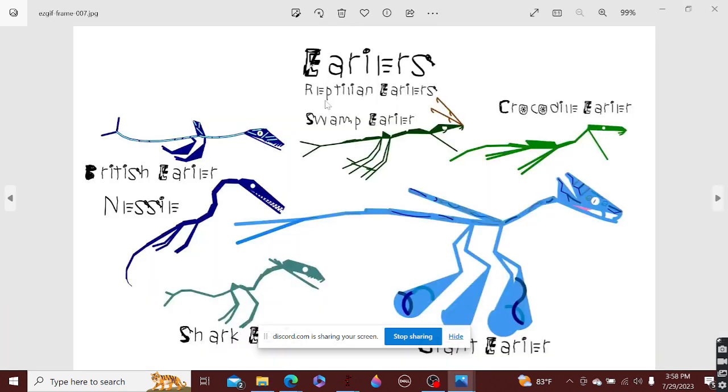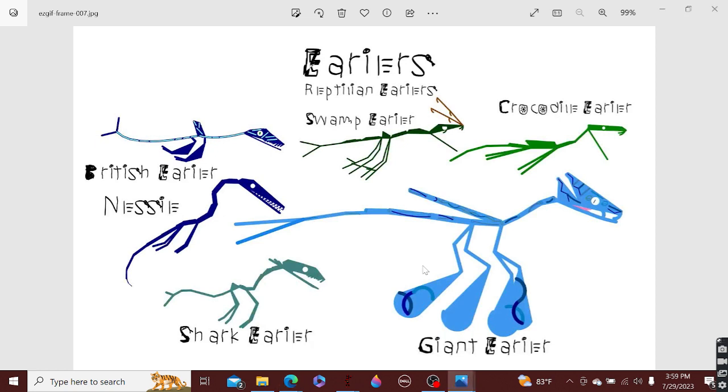Our first group, do remember I haven't made all 40 species of Earier. These are just the ones I have available on Pivot. So I haven't made the turtle Earier, and I think there's also the guppy Earier on Pivot yet. Kind of looks like a turtle. Yeah. So the reptilian Eariers, we got the British Earier, the swamp Earier, the crocodile Earier, the Loch Ness Monster, the shark Earier, and the Proctoan giant Earier.